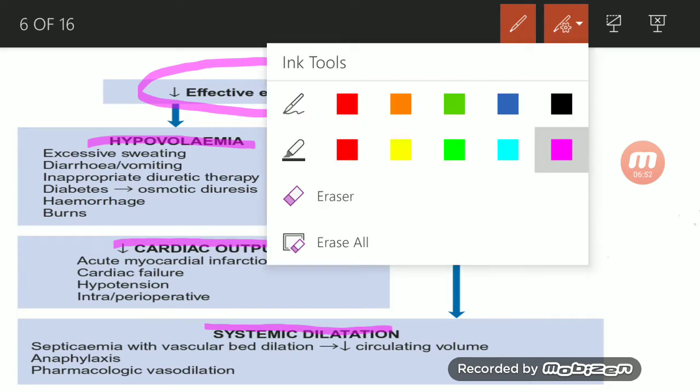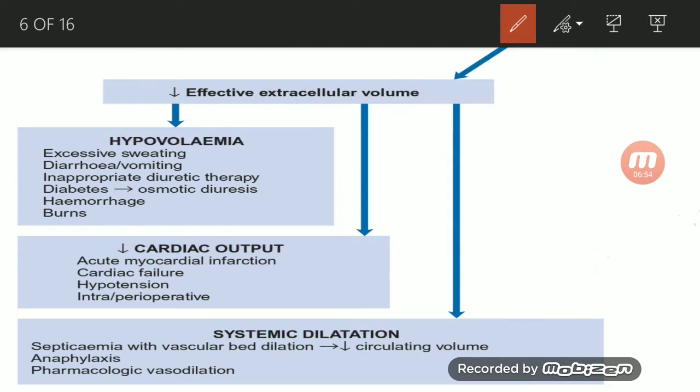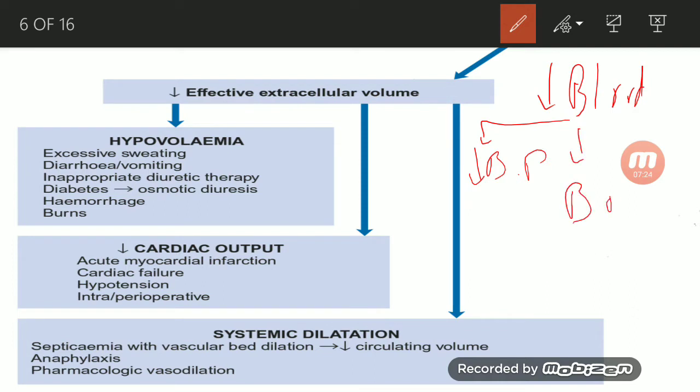So first we'll talk about hypovolemia. In case of hypovolemia, which means a decrease in the level of fluid in your body, it will lead to a decrease in the volume of your blood as well. This decrease in blood volume will cause a decrease in blood pressure. Also, there is a decrease in blood flow.